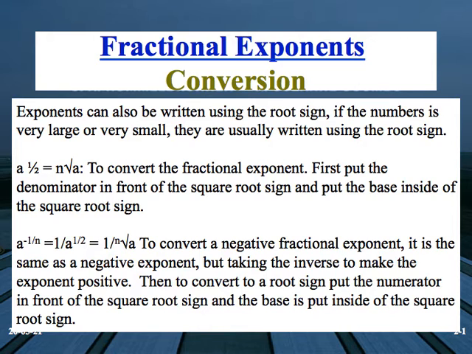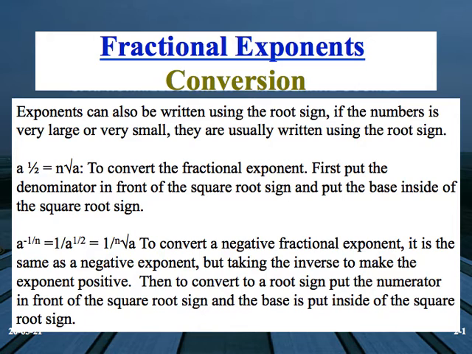To convert the fractional exponent, first put the denominator in front of the square root sign and put the base inside of the square root sign. Second example, a to the negative 1 over n power equals 1 divided by a to the 1/n power, which is equivalent to 1 over the nth root of a.